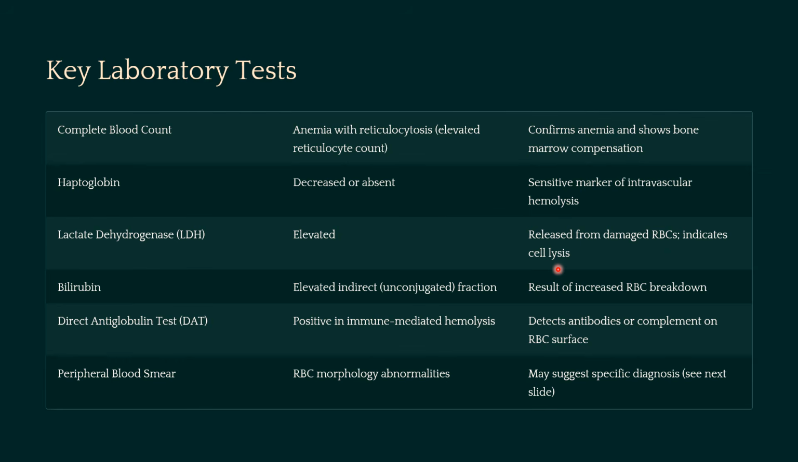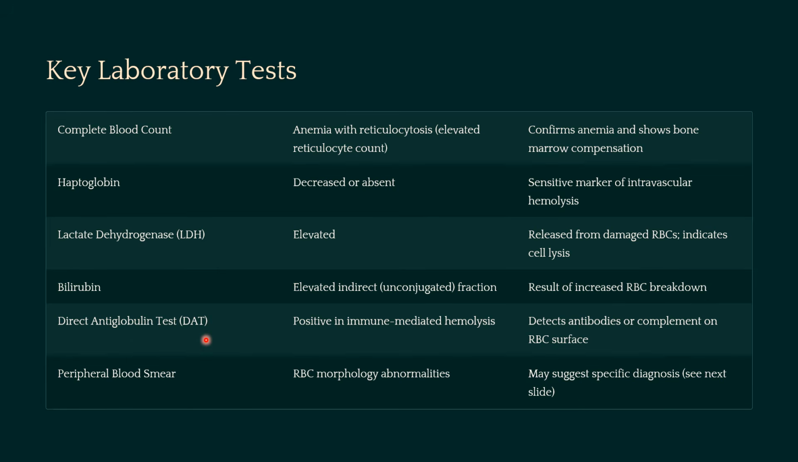It indicates cell lysis. This LDH is present within the RBC. Now, if it is elevated in the blood, that means there is lysis and it came out from the RBC. Bilirubin: elevated indirect unconjugated fraction results from increased RBC breakdown. We have discussed it just before.